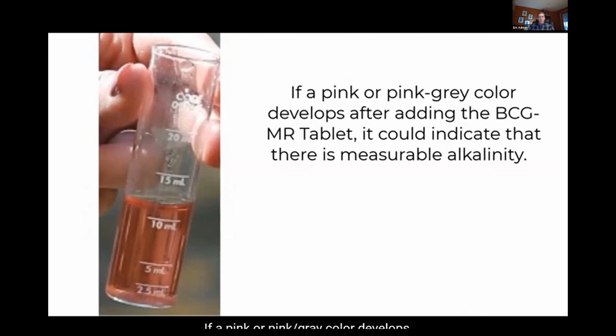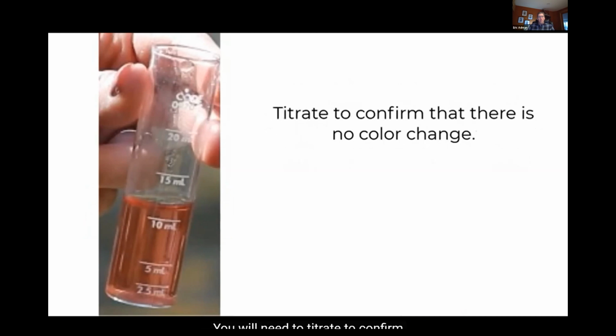If a pink or pink-gray color develops after you have added the BCG MR tablets and before titration, it could indicate that there is no measurable alkalinity. You will need to titrate to confirm that no color change will occur. If you add a single drop of alkalinity titration reagent B to the sample and no change occurs, record 0 milligrams per liter for total alkalinity on your data form.